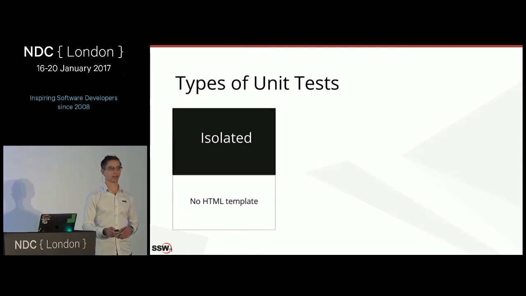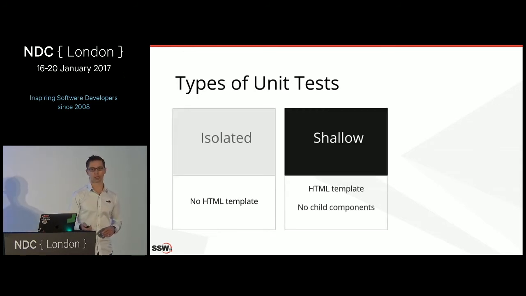The first type is isolated tests. An isolated test is when you're just looking at testing the component's class. So in our case, that's all we've been doing so far, is newing up the component. We have no HTML template yet that we're interacting with, and that's where a shallow test comes in.